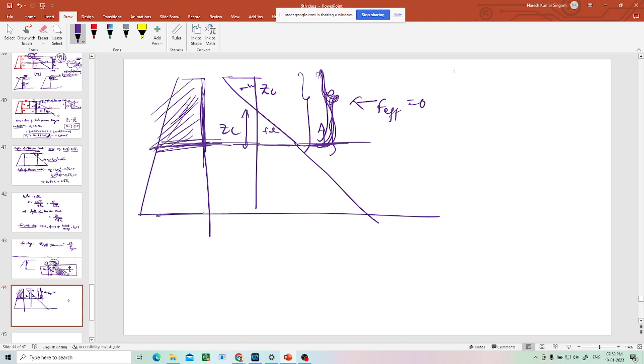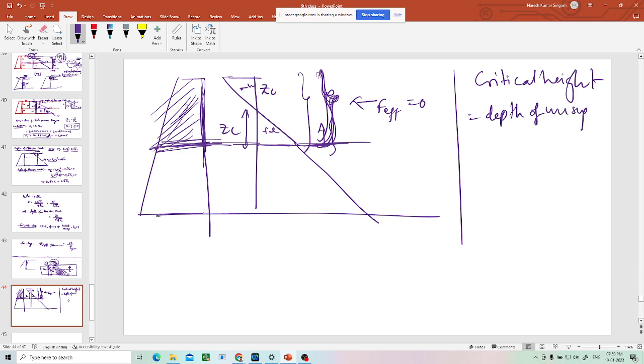This critical height, or depth of unsupported vertical trench, or depth of unsupported length, is nothing but how much? 2 into ZC. You know how to calculate ZC, by equating the equation to 0. After calculating ZC, you have to find the critical height like this. You just multiply by 2, then you will get the height of the unsupported length.